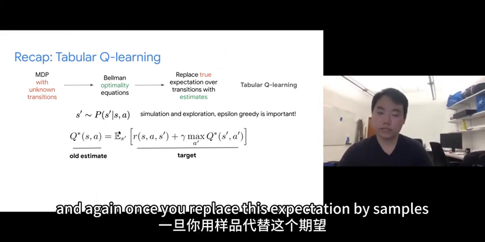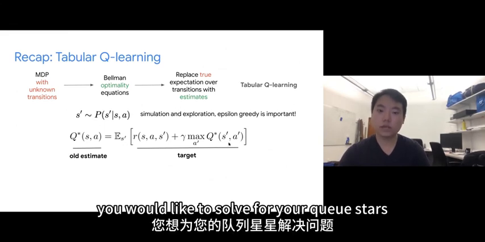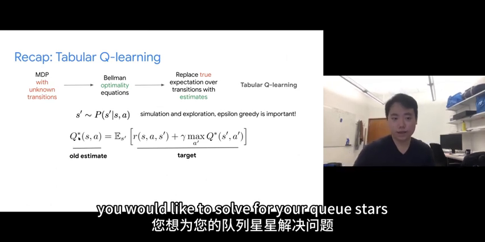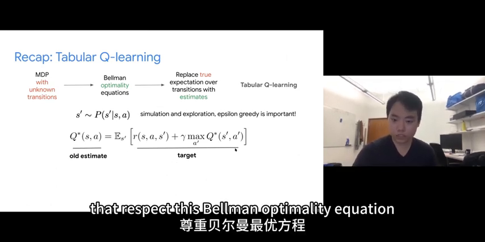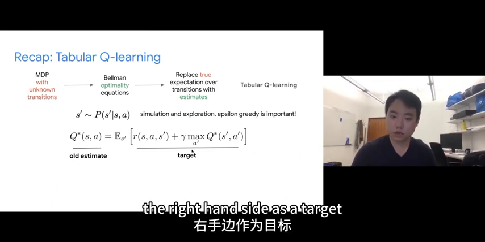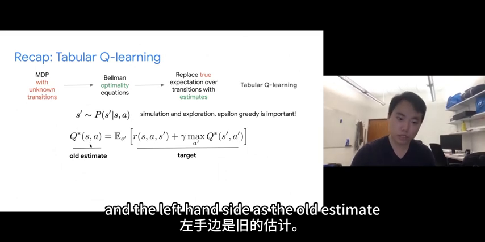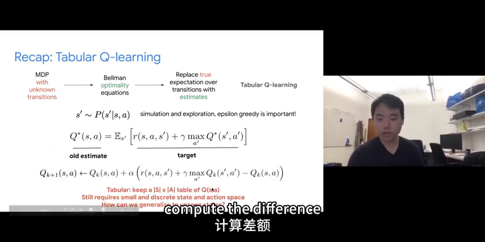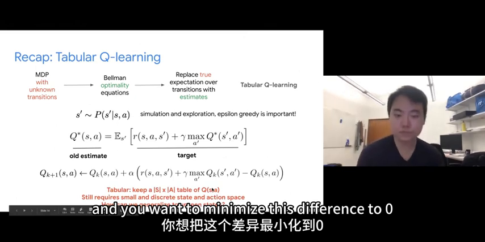And again, once you replace this expectation by samples, you would like to solve for your Q stars that respect this Bellman optimality equation. What you would do is treat the right-hand side as a target and the left-hand side as the old estimate, compute the difference, and you want to minimize this difference to 0.